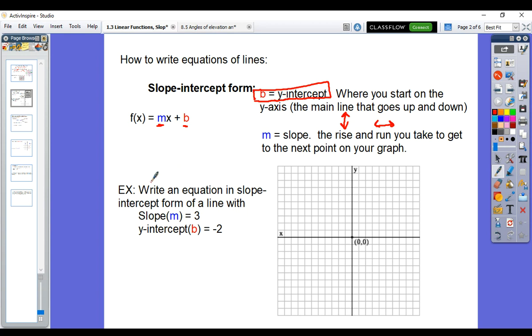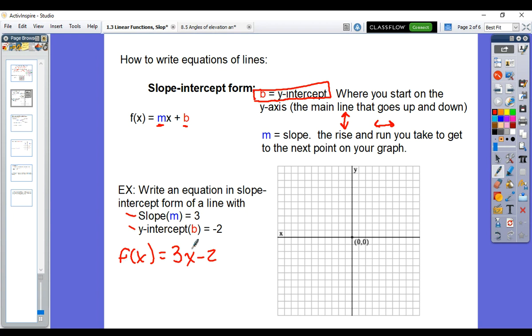Now, for example, here it's telling us to write the equation in slope-intercept form of a line that has a slope of 3 and a y-intercept of -2. So again, f of x always stays as f of x. So f of x equals our slope, 3x, plus b, but because it's a -2, put -2.